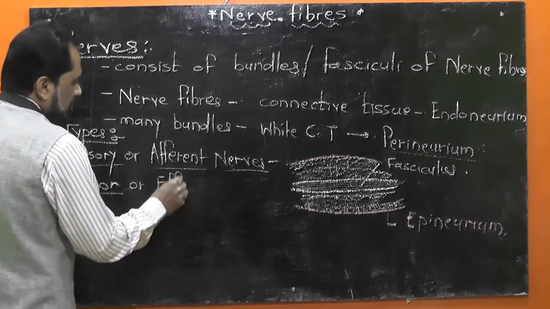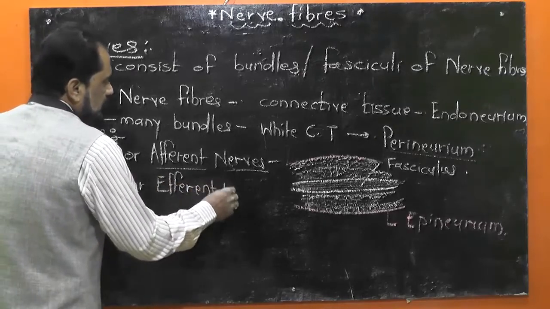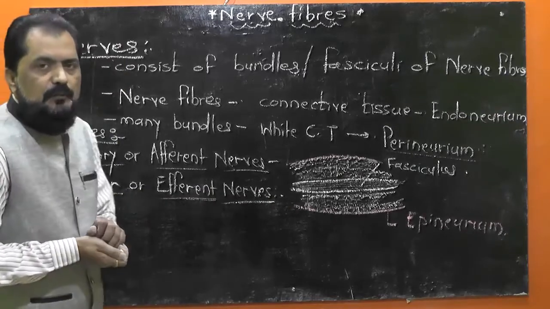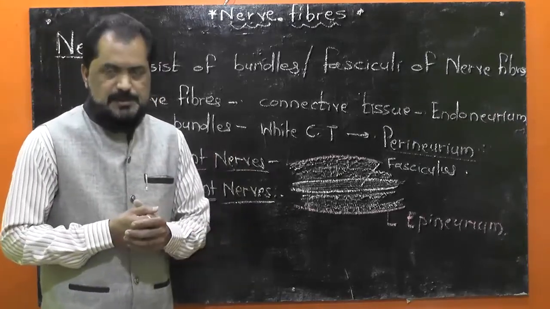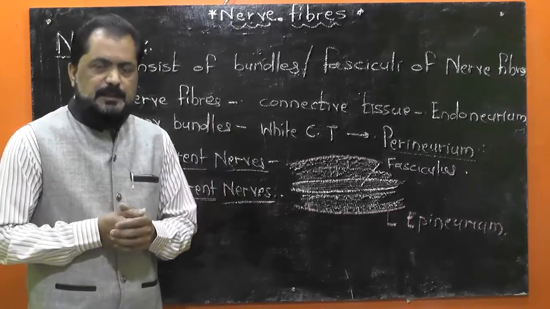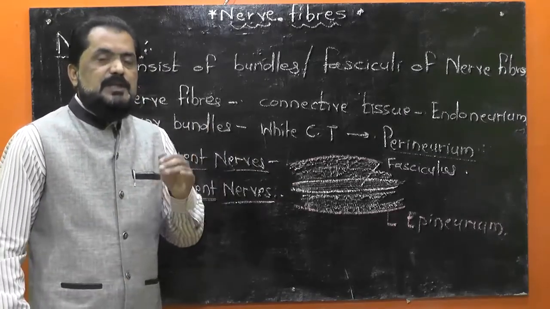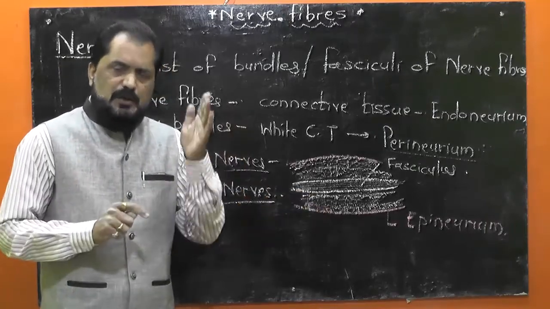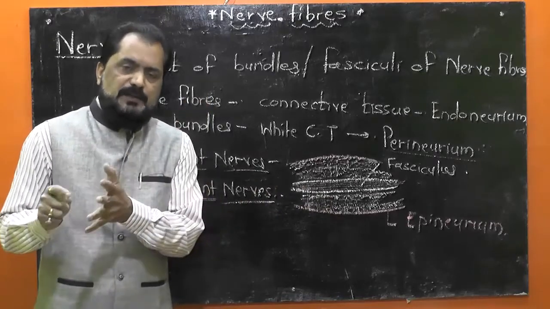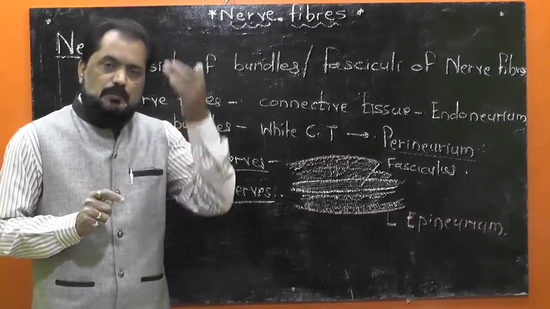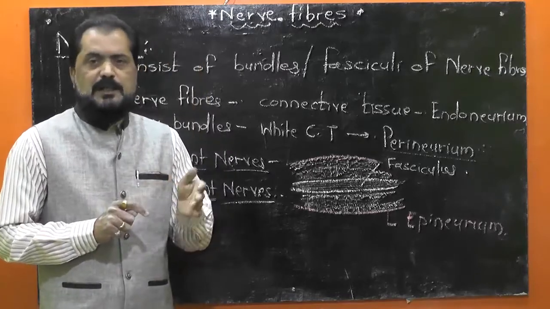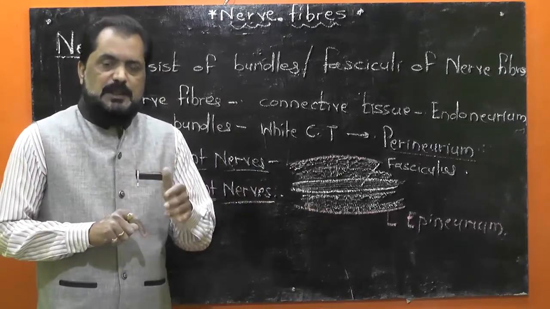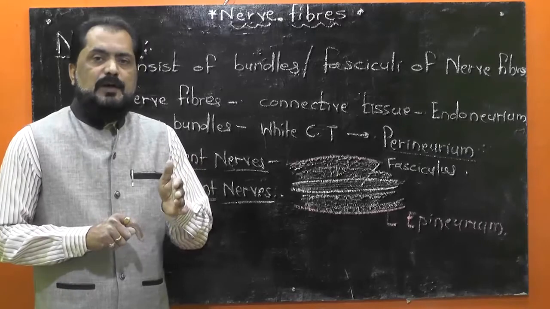Second, motor or efferent nerves. Here motor nerves contain only bundles of motor or efferent nerve fibers. Means what? Just now we have studied: the nerve fibers which are responsible to conduct impulses from the brain, from the central nervous system, to the peripheral organs or effector organs are called motor or efferent nerve fibers.